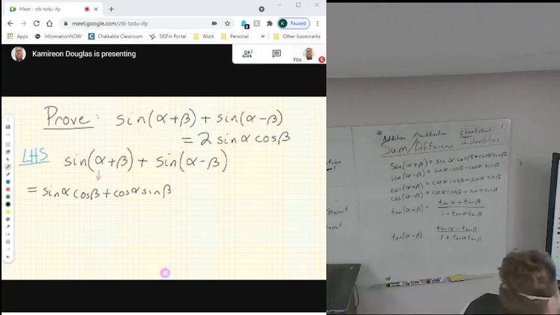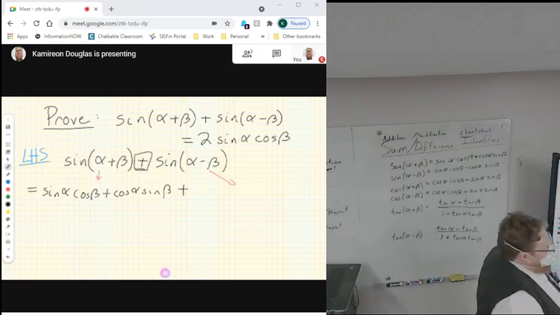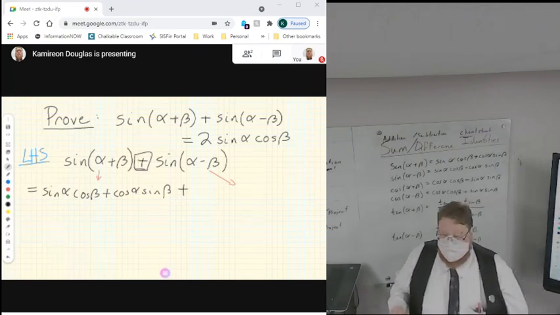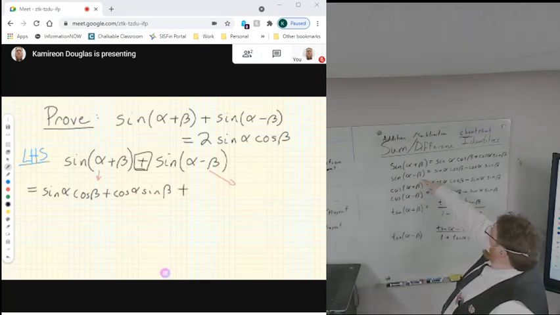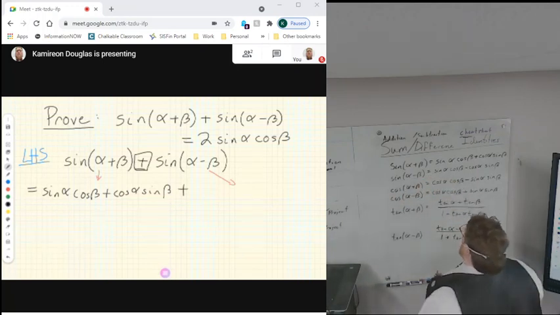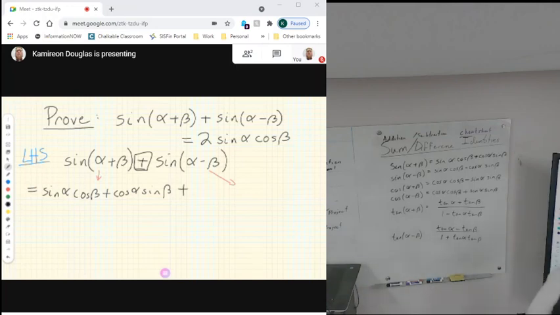And then same thing with the second piece. The sine of alpha minus beta is going to become, so the same operation stays between, the plus stays a plus. So, I rewrite sine of alpha minus beta in the same way I just rewrote alpha plus beta. I go to my list. Sine of alpha minus beta is equal to sine alpha cosine beta minus cosine alpha sine beta.